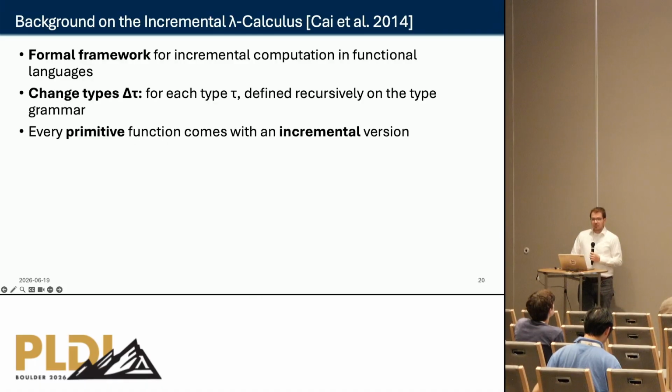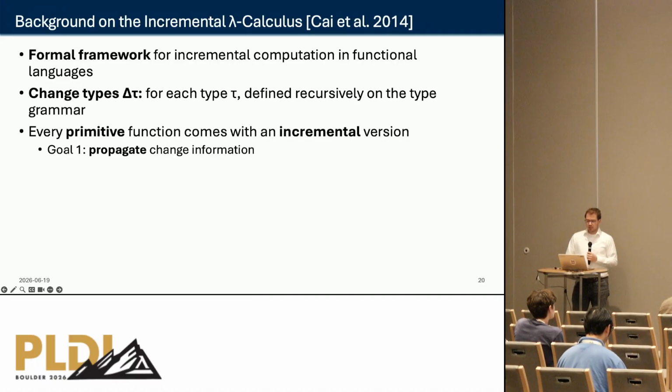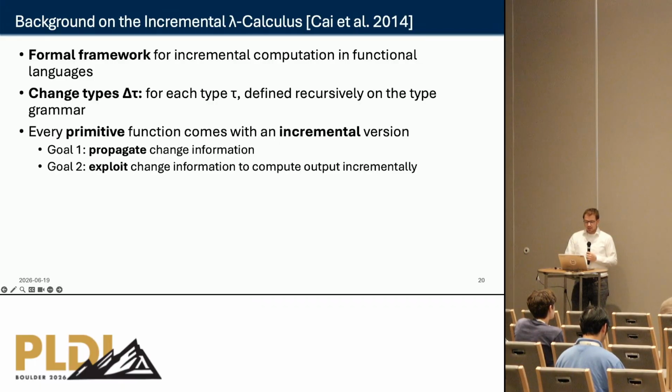Furthermore, in the incremental lambda calculus, every primitive function, such as arithmetic operations or list operations, all of them have incremental versions operating on change types. And these incremental primitives serve two main purposes. First, they precisely propagate change information. They describe how the output value changed given changes to the input. Second, they aim to exploit the change information to avoid redundant work when recomputing the output change.